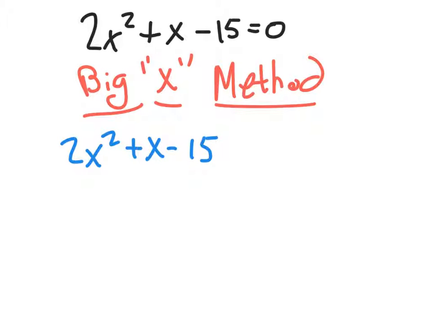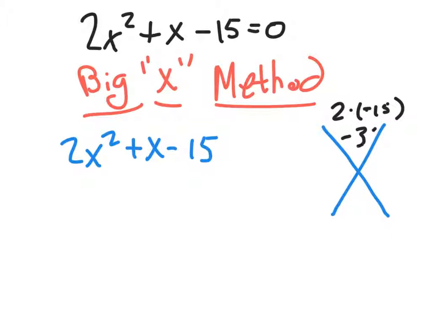The first step is you're going to make a big X. Then you're going to take the first number and multiply it by this last number right here, and that's going to go in the top. Okay, so here we go. We've got 2 times negative 15. That's a negative. It's going to give you negative 30. So that goes right here at the top.